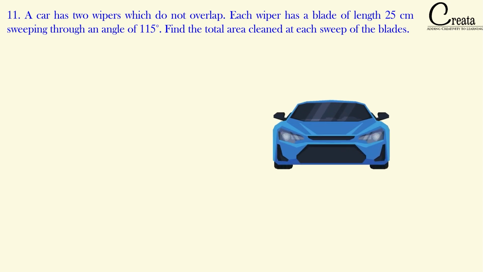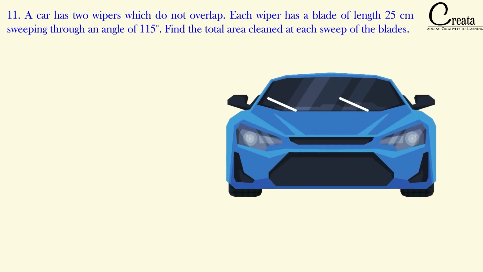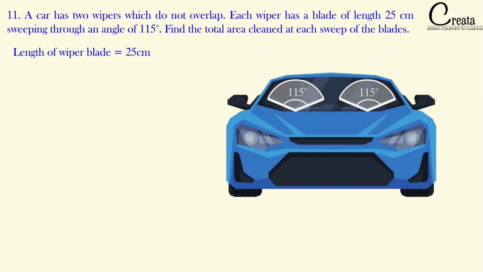In this question, we are having a car which is having two wipers, and these two wipers are not overlapping with each other. That is, these two wipers are separate to each other, and the length of the wiper is given as 25 cm. And these two wipers are sweeping through an angle of 115 degree. That is, this sweeping angle is 115 degree. And we have to find the total area cleaned at each sweep of the blades. It means we have to find the area of the shaded region of both the blades. The total area that these two blades will clean on a single sweep.